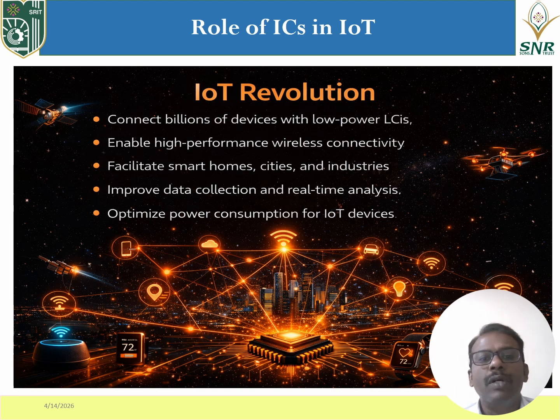Then we will be discussing the role of ICs in IoT. You know that the IoT can connect billions of devices. For that, the low power LICs can be used to connect this large number of devices together, and also it enables high performance wireless connectivity so that you can communicate without any delay between the two devices. To construct those systems, these ICs are mostly used, and also they can construct smart homes, cities, and industries, and also improve data collection and real-time analysis. So for the real-time analysis, this IC can be more useful, and also it optimizes the power consumption for IoT devices.